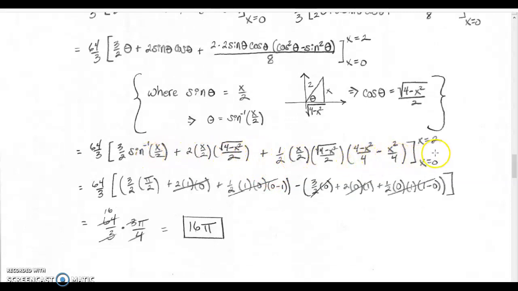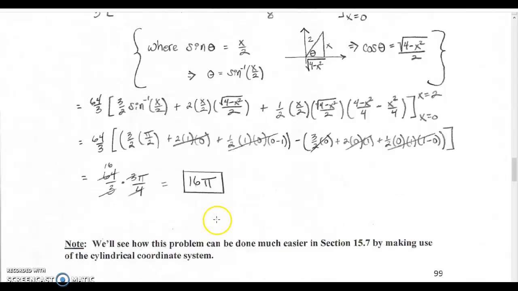Holy cow, but a lot of stuff cancels out once I plug in x equals 2, and of course, once I plug in x equals 0. Bottom line is it simplifies to 16 pi. And we will have a much easier way of doing this in section 15.7 when I get to it.